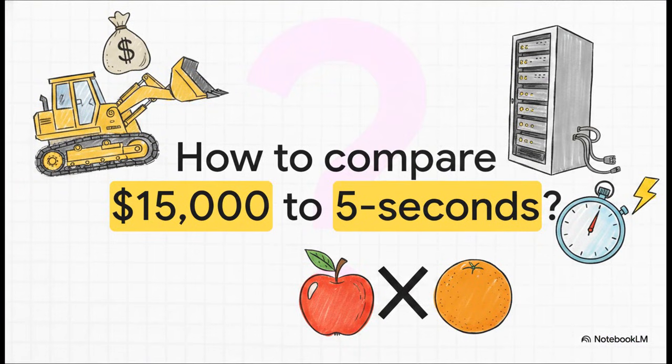I want you to imagine you're buying a piece of heavy machinery, or maybe a massive server for your IT infrastructure. Ask yourself this: how do you mathematically compare a $15,000 price tag to a 5-second speed rating? It's the classic apples to oranges pain point, right? You're trying to weigh completely different units of measure against each other to find a clear winner. And let's be honest, human intuition usually just fails us here.